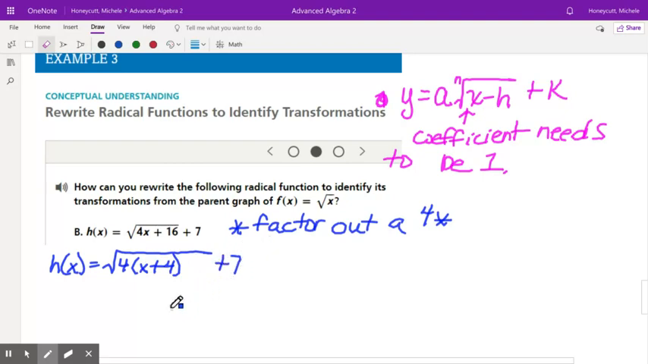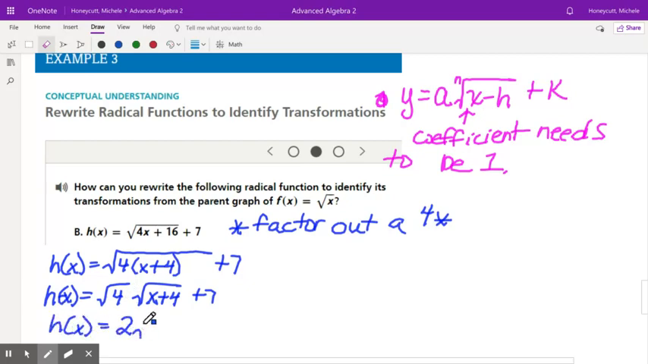And then remember how I said, maybe it was last lesson or the lesson before, as long as you are multiplying under the radical, you can write it as separate radicals. Well, I've got multiplication happening between 4 and the parentheses, so I can write h of x as the square root of 4 times the square root of x plus 4, because there's multiplication occurring between the 4 and the x plus 4, and then plus 7 on the outside. So now I can take the square root of 4. h of x equals 2 times the square root of x plus 4, and then plus the 7 on the outside. And now look, the coefficient on the x is a 1, and now it's in a form where I can identify all the transformations.